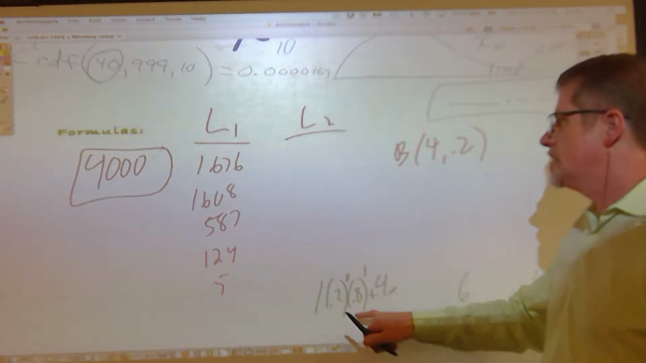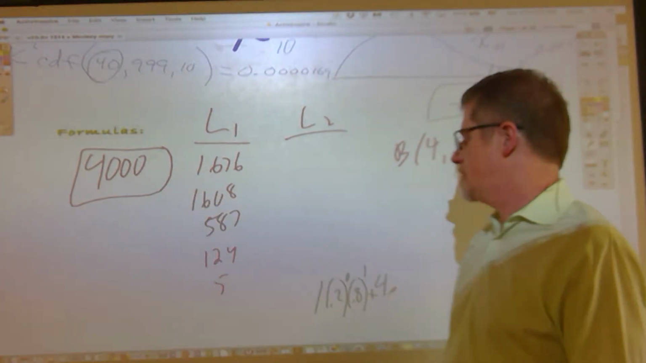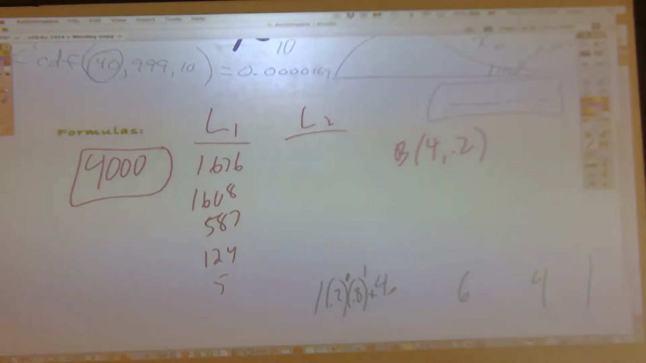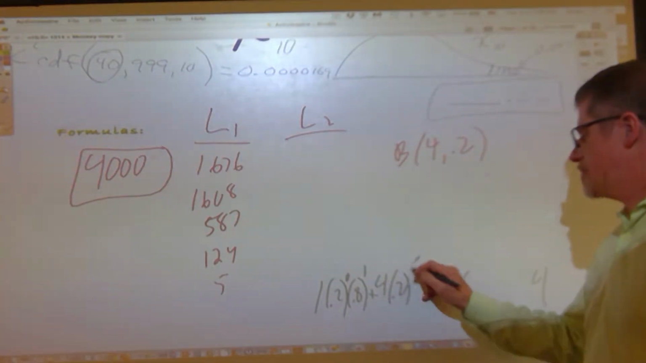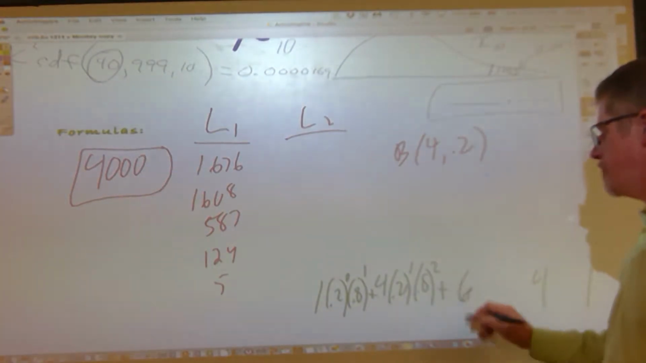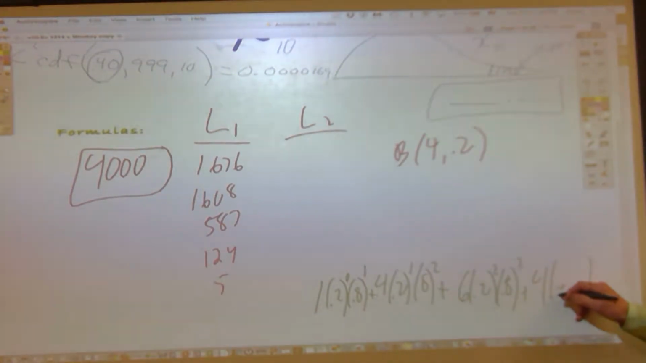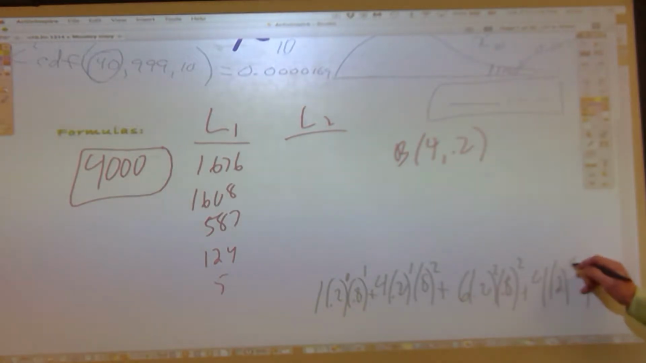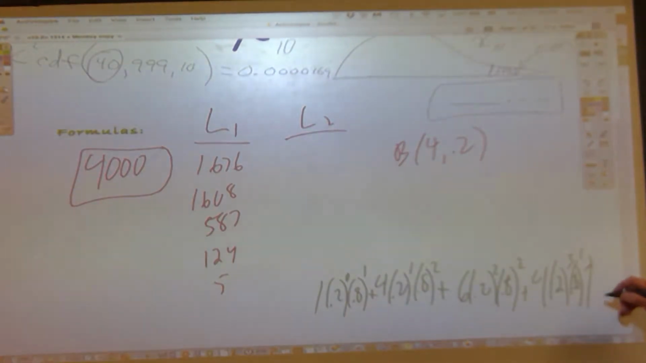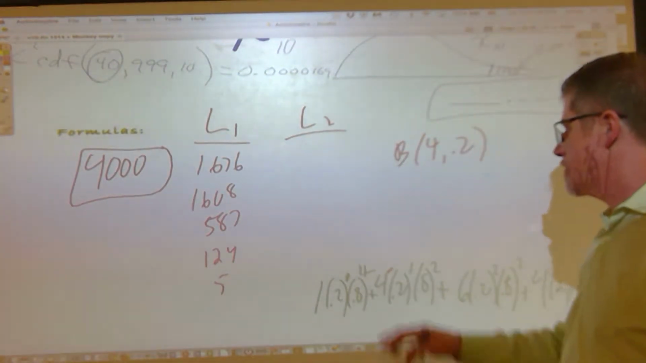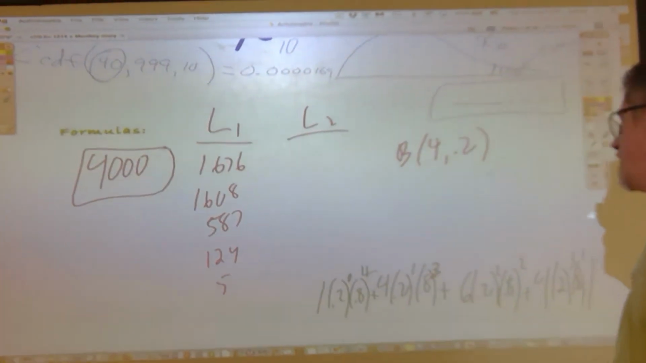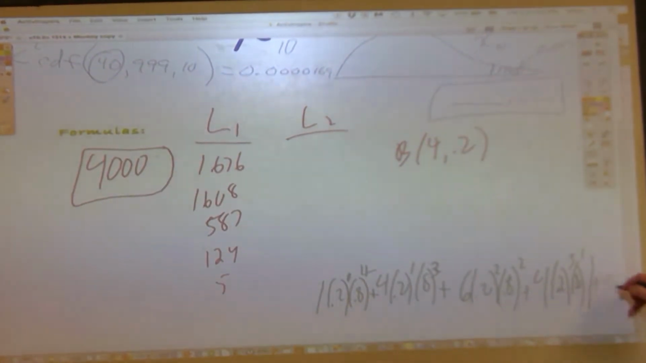0.8 to the fourth times 4,000 plus, and then 4 times, this is going to be 0.2 to the first, 0.8 cubed, plus 6 times 0.2 squared times 0.8 squared, plus 4 times 0.2 to the third, 0.8 to the first. And, hold on a second. It's 0 and 4. So go 0, 4, then 1, 3, 2, 2, 3, 1, and this last one is going to be 0.2 to the 4.